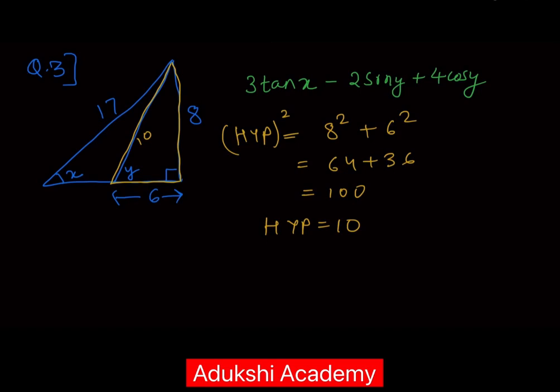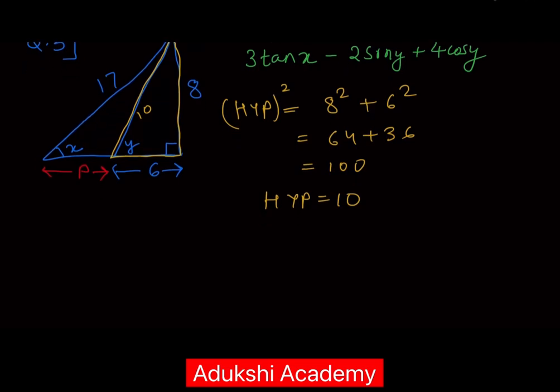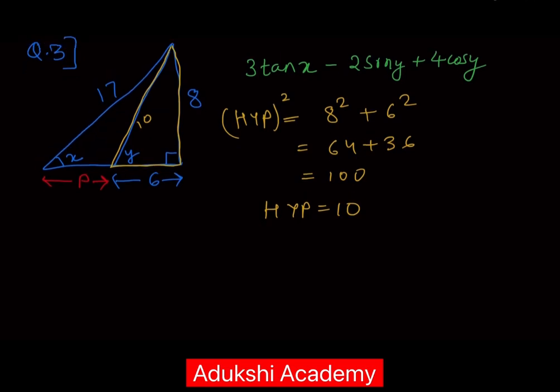Okay, consider this side. 6 is given, so for this side we will consider it as p. So for big triangle we will apply the Pythagoras theorem, because here we should know all the sides of the triangle. So if we consider the reference angle as x, so for tan x we should know the perpendicular upon base. So we know the 8, but the other side, that is p plus 6, we need to find the p value.